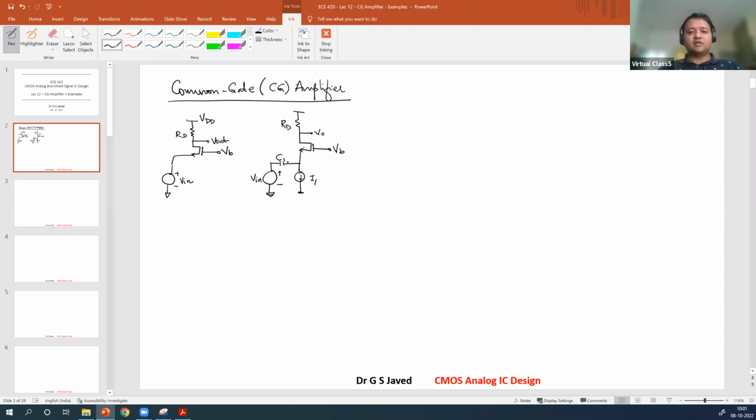Now the most important condition is that you are using VB to establish the bias condition. Biasing of this transistor defines the operating region, or the DC operating point you identify. Now there are two things here you have to understand. We can study large signal and small signal behavior here. Large signal and small signal.